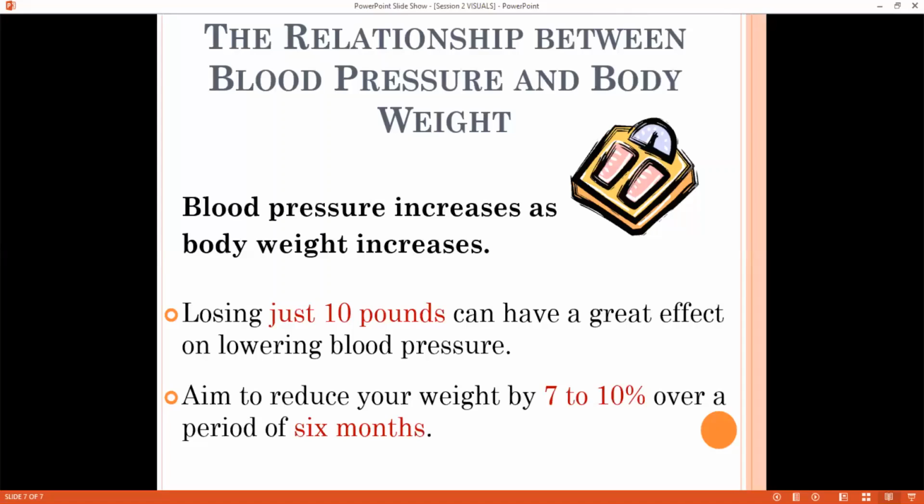The first question is, what are 3 things that can happen if you do not control your high blood pressure? There are many things that can happen. You can have a heart attack, stroke, kidney damage, eye damage, heart failure, and aneurysms.